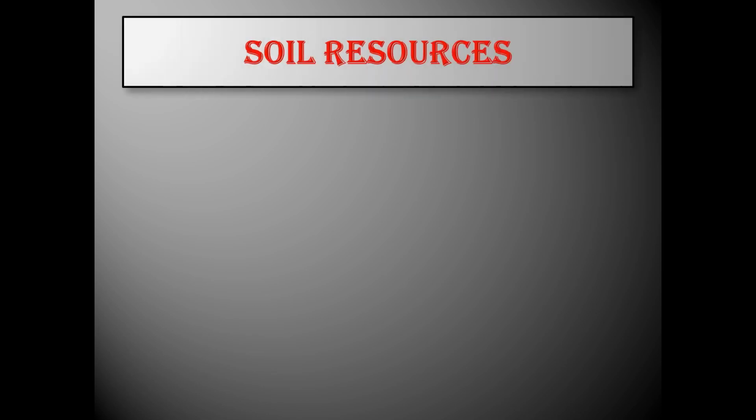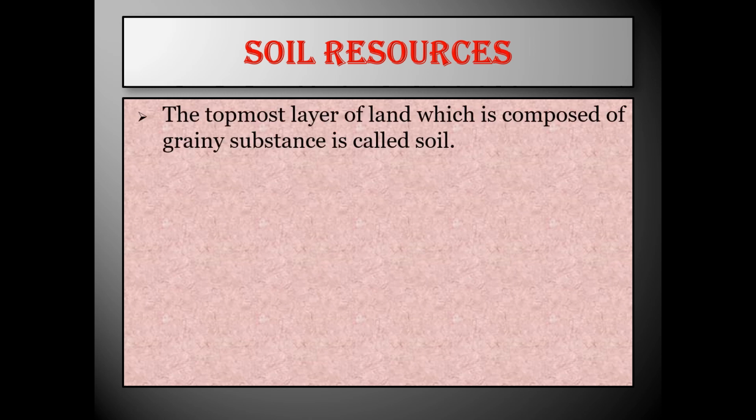So let us talk about the next very important resource, that is the soil resource. Under this, first we will know what soil is. Let's go for the definition. The topmost layer of land, which is composed of greeny substance, is called soil. As the definition says, it refers to the thin layer of greeny substances covering the surface of the earth, and it is closely related to land also. And the quality of the land is also determined by its soil cover.